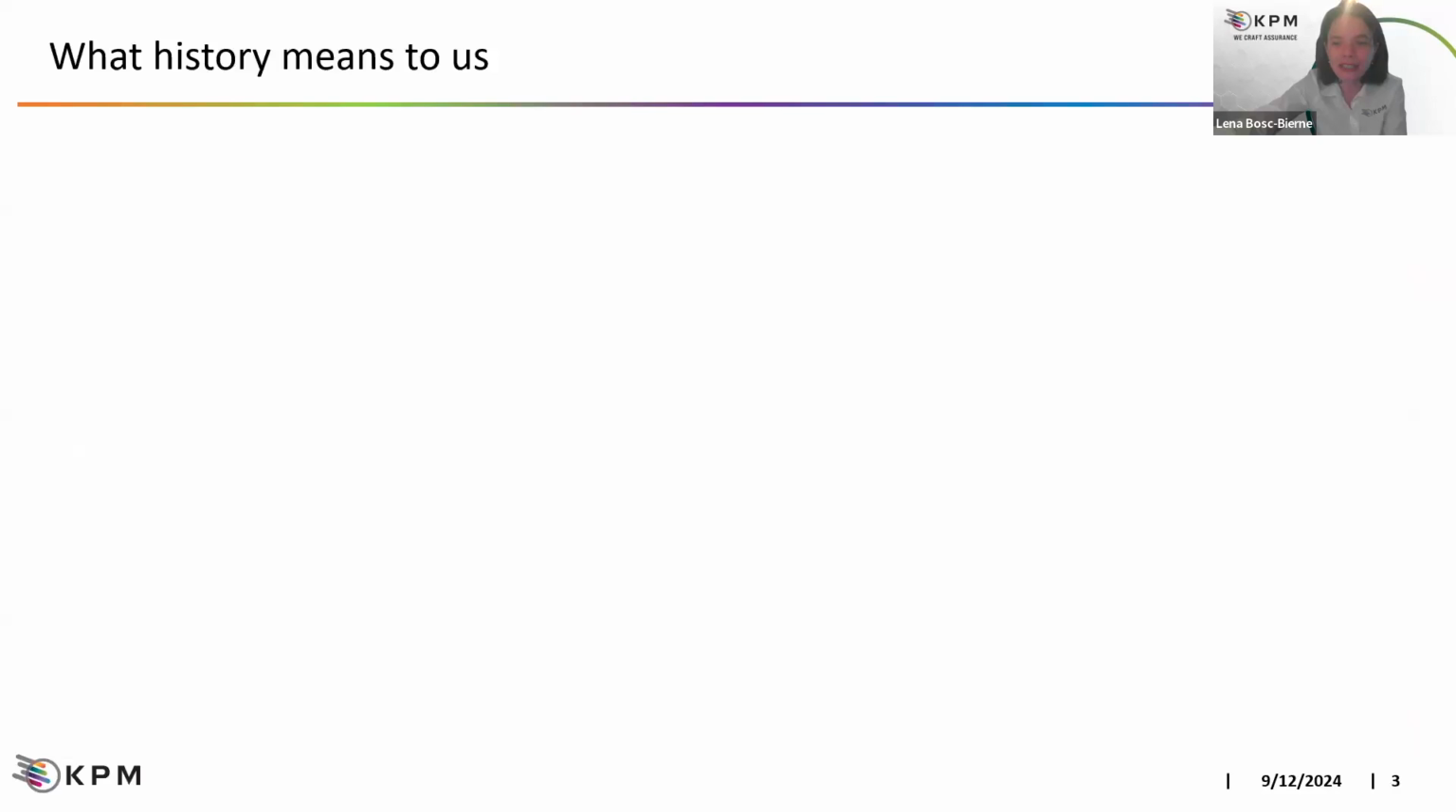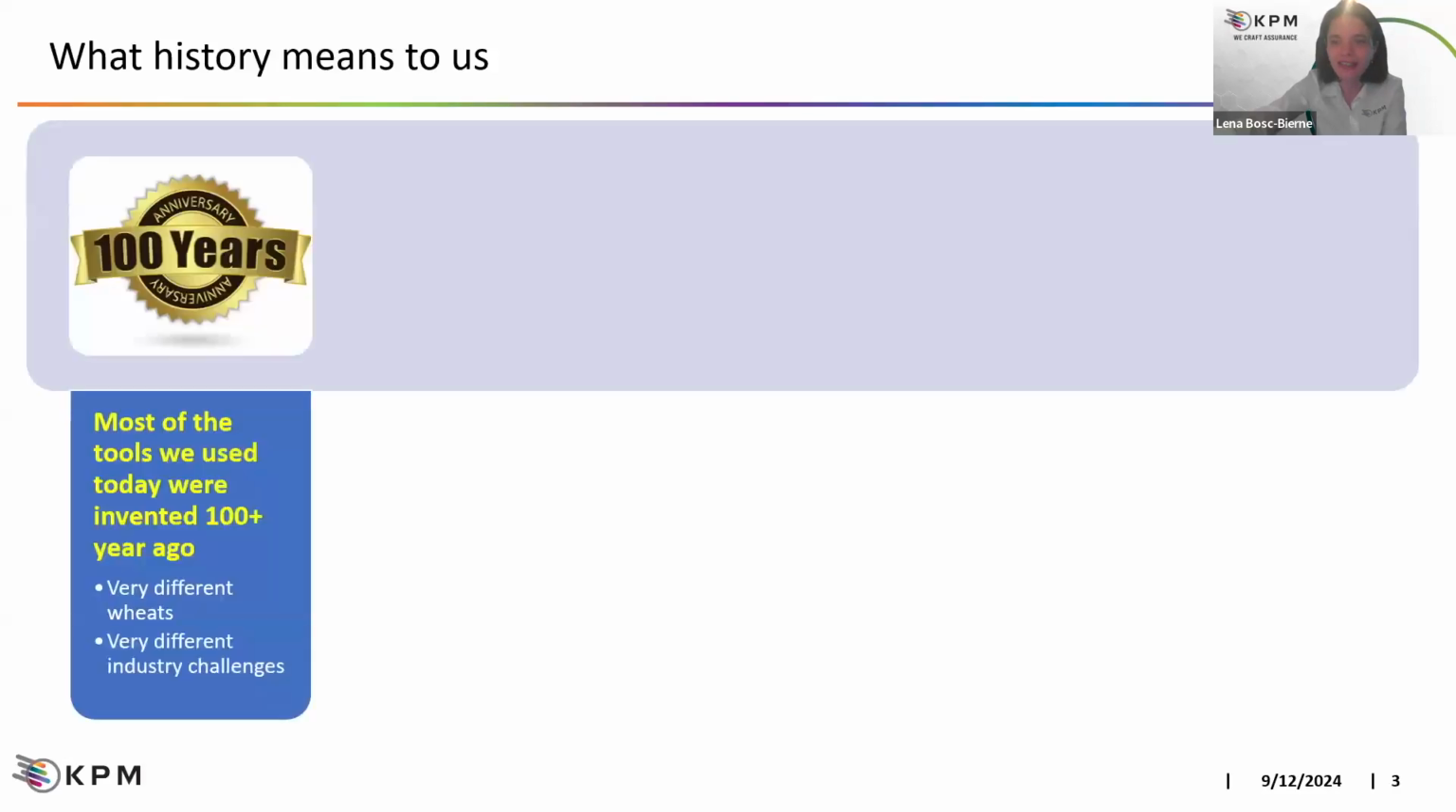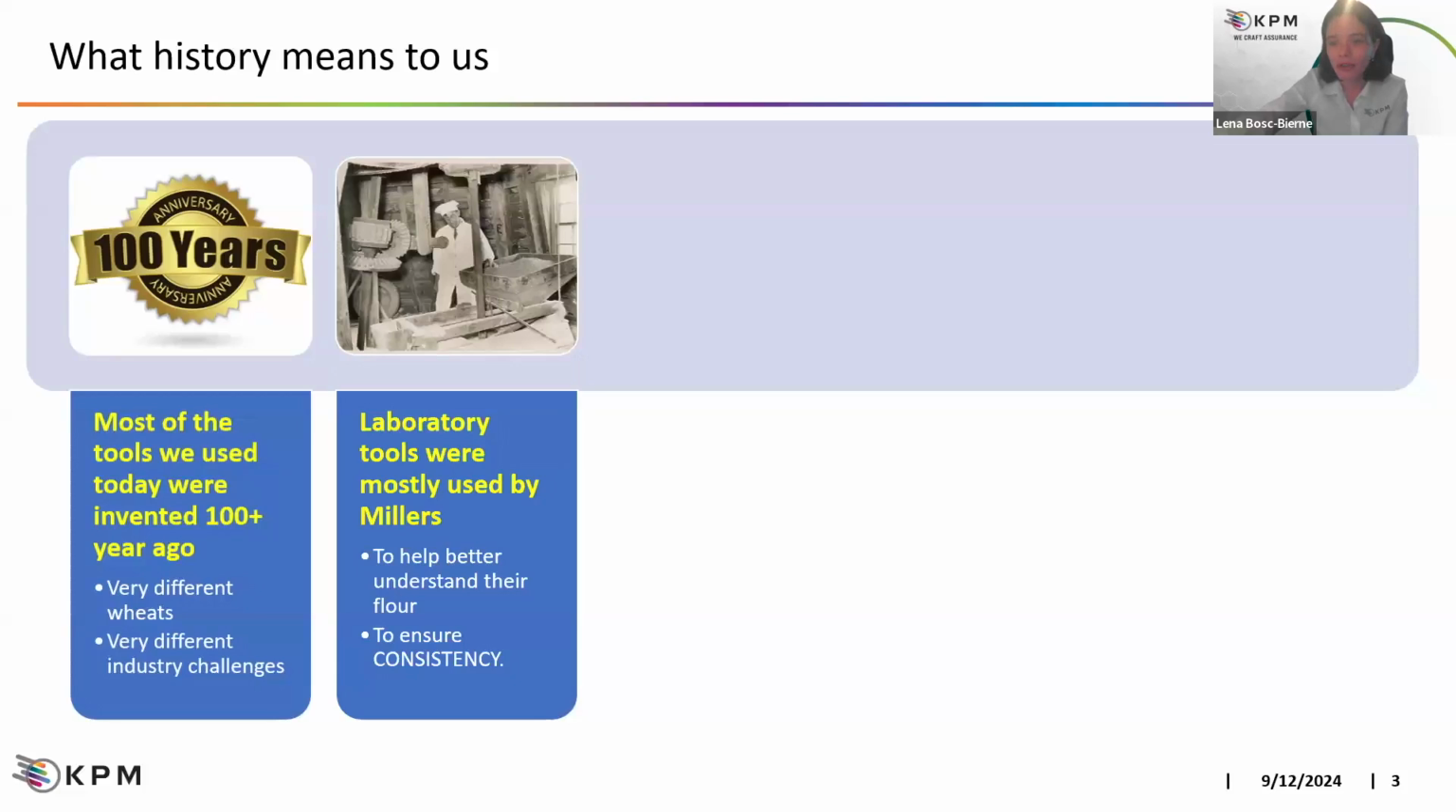And this means something to us today, because the fact is that today we still rely on the same instruments, on the same quality control tools that we developed 100 years ago. But at the time, the technologies and the challenges were completely different, and the wheat quality has evolved as well. It was much weaker around 100 years ago. Those laboratory tools that were developed 100 years ago, such as the farinograph and the extensograph, were mostly used by millers, not to produce the most adapted flour to the baker's needs, but rather to ensure consistency. It was maybe not the perfect flour, but at least it was always the same. That was the point.